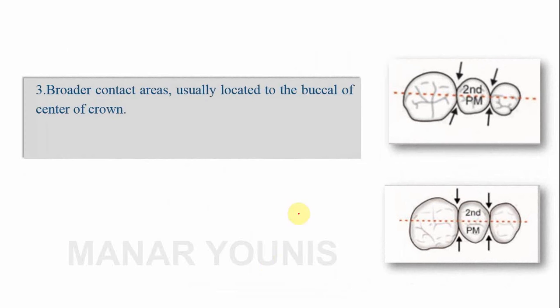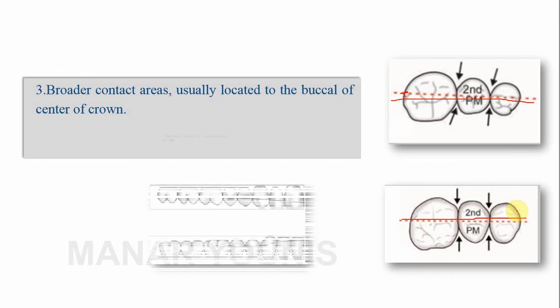Regarding the contact areas for posterior teeth, usually the contact areas are broad and located buccal to the center of the tooth. This is the center of the premolars and molars. As you can notice here, the contact points are located buccal to the center of these posterior teeth. And usually they are broad, while the contact areas, if you recall, in the anterior teeth usually are smaller and usually centered labiolingually on the surface of the crown.